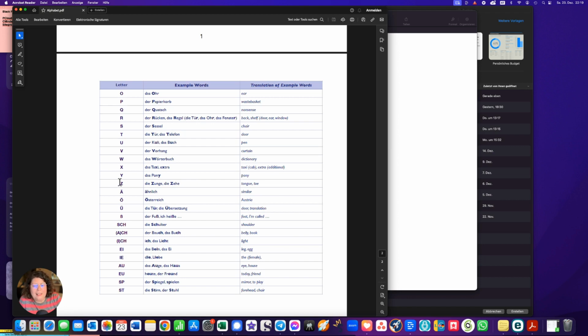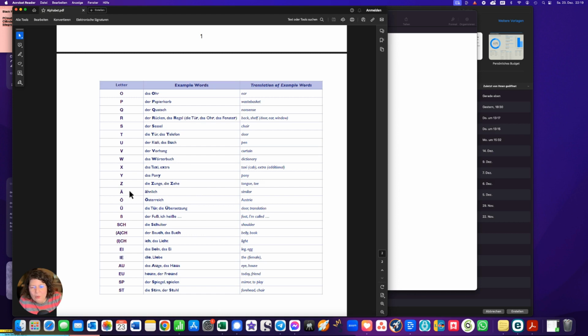And then the last letter of the actual alphabet is Z. Like in English it's called Z or Z. Die Zunge oder die Zehe. Die Zunge is the tongue. Die Zehe is the toe. Or, depending on what your native language is, probably you would consider it to be the finger of a foot. It's a toe, die Zehe.